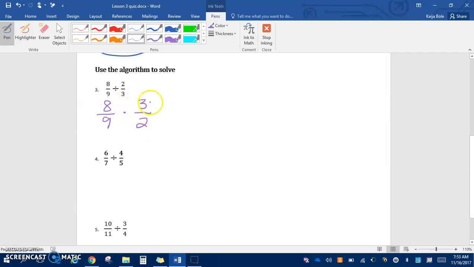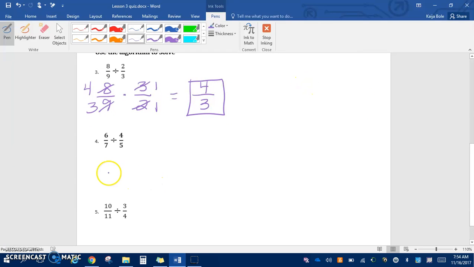Now I can cross divide both ways. So with the 3 and the 9 I can divide both of those by 3. So I get 1 and I get 3. And with the 8 and the 2 I can divide both of those by 2. So I get 1 and I get 4. So now when I multiply across, I just get 4/3, which I can't simplify anymore, so that is my final answer.